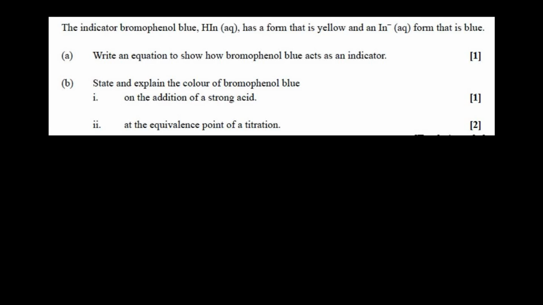Okay, so the question is: the indicator bromophenol blue, HIN aqueous, has a form that is yellow and an IN negative aqueous form that is blue. Write an equation to show how bromophenol blue acts as an indicator. So HIN, that is an indicator, will partially dissociate into IN negative and H plus ions. This undissociated form is yellow in color and the dissociated form is blue in color. So this is the equation.